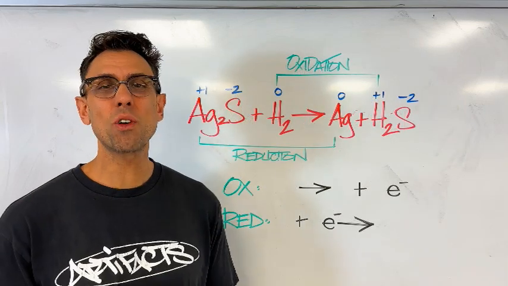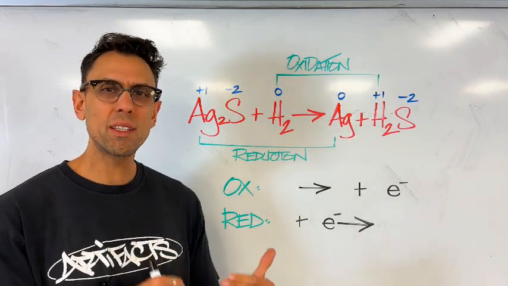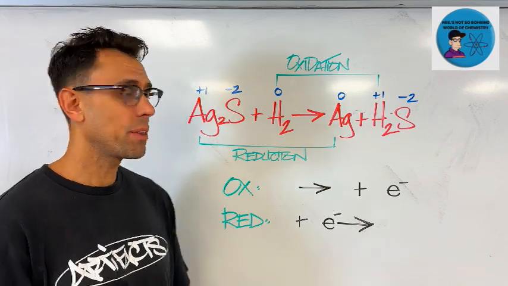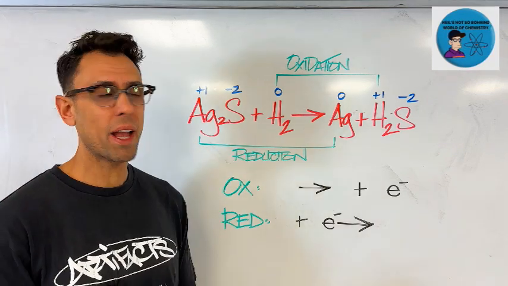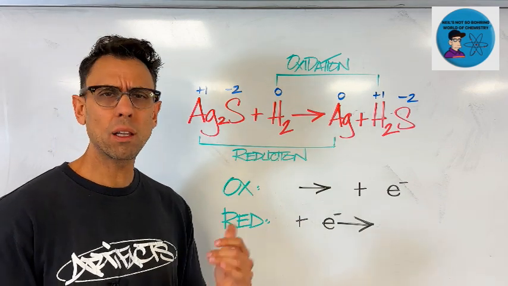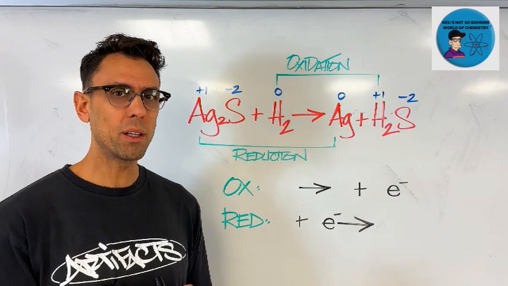Okay, I'm excited to try another one with you. I think having watched the last example, things will start to sink in, and this will make a little bit more sense, I hope. Now, in this case, we're going to be writing half reactions for what looks like a single replacement reaction. I think in the last one, it was a synthesis reaction. Of course, both of those fall under the umbrella of redox.